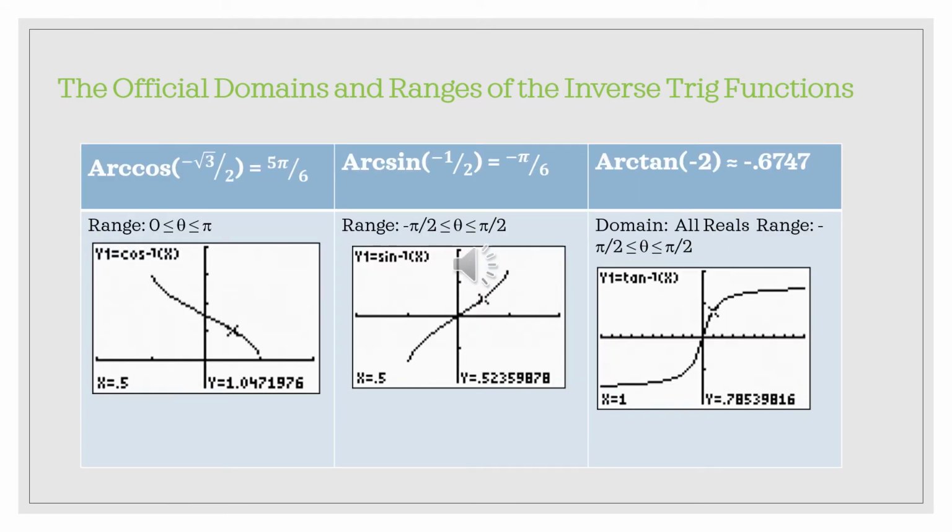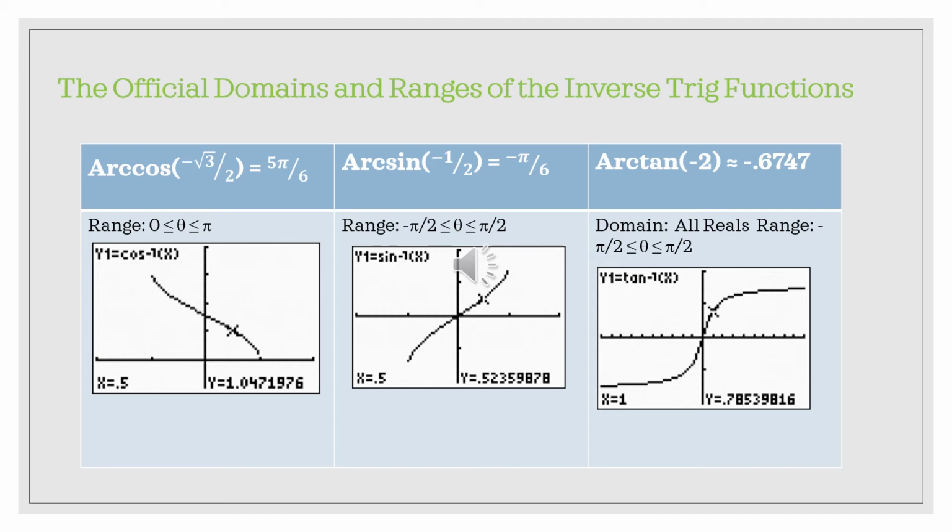Looking at some examples here, what if I wanted to find arc cosine of negative square root of 3 over 2? Where is cosine negative? In quadrant 2 and in quadrant 3. But remember our restricted range. So cosine is negative in quadrant 2. We're going to use those values because the restricted range went from 0 to pi. So 5 pi over 6 is the official function answer for arc cosine of negative square root of 3 over 2.